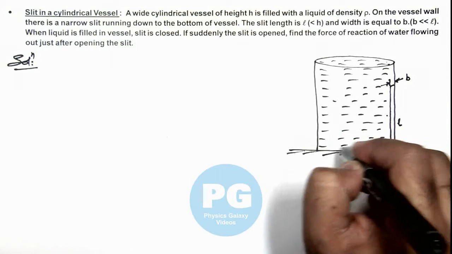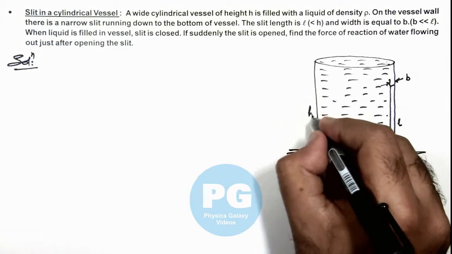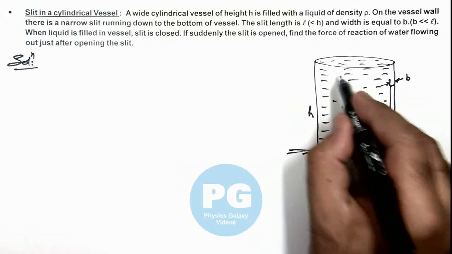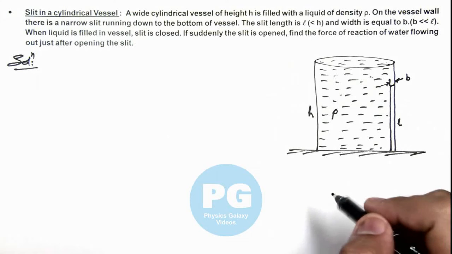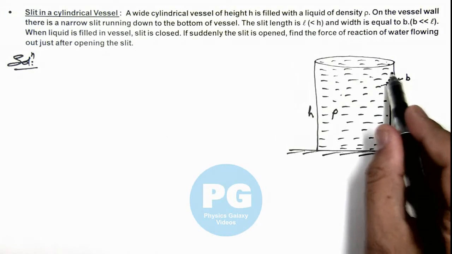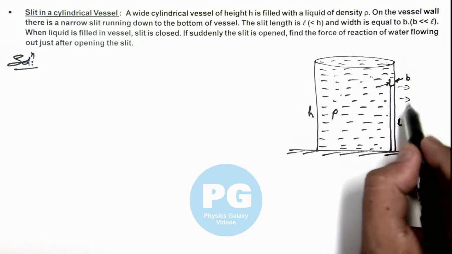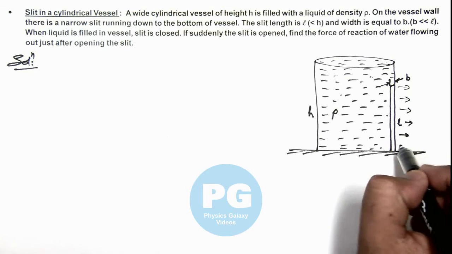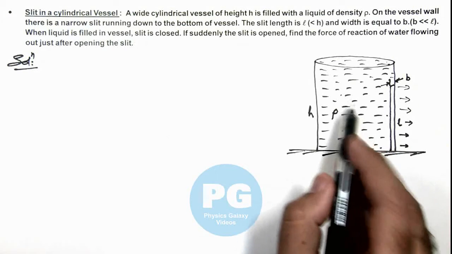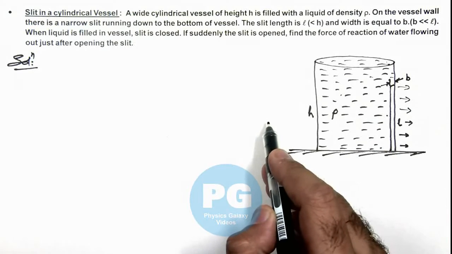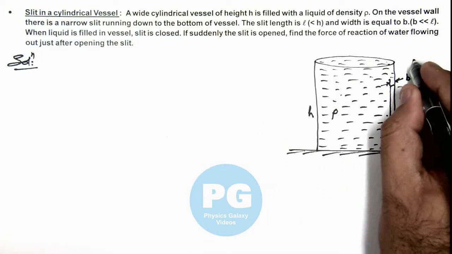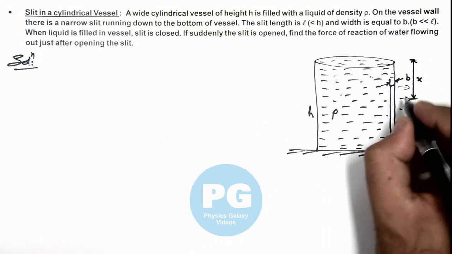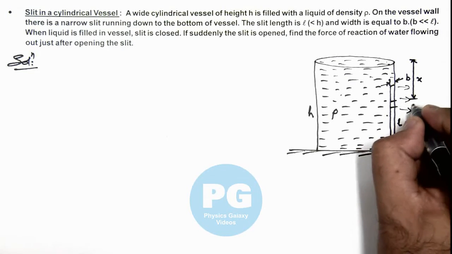In this situation, the vessel height is also given to us as h, and the water density we can consider as ρ, which is also given to us. Now, when suddenly the slit is opened, water will start coming out from the slit throughout this length. So, due to the ejection of water, the vessel will experience a backward reaction force, which we can calculate by considering an element from the top at a depth x below the open end of the vessel, and we consider an element of the slit of width dx.